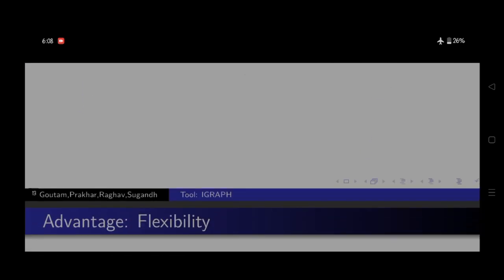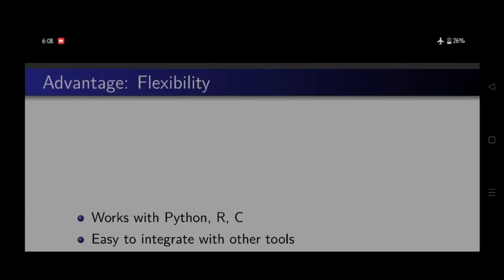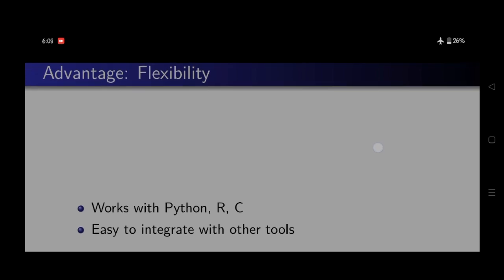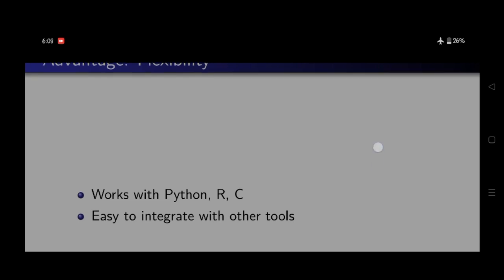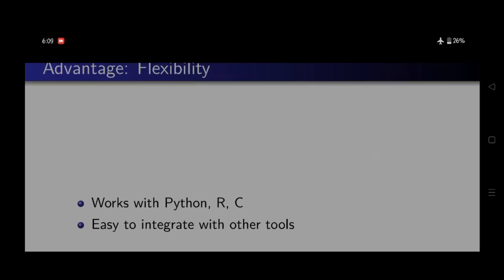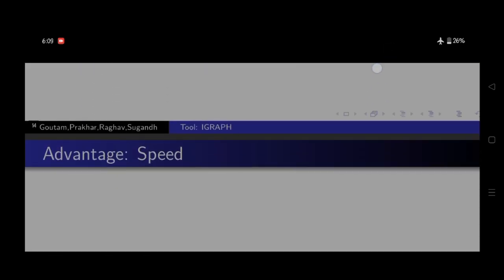So secondly, we will talk about flexibility. When we talk about flexibility, we will talk about how iGraph can be integrated with our projects and systems, and how it can be used in different platforms, as iGraph is available in many languages like R, C, and Python. In the backend iGraph is written in C, so it is very efficient and very fast because of the C programming language.